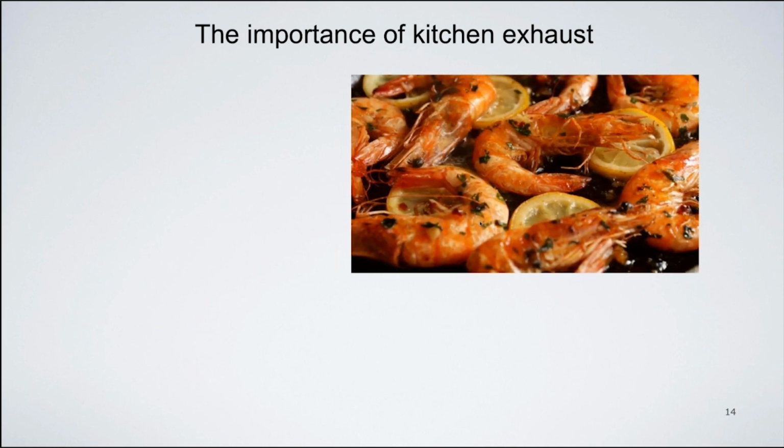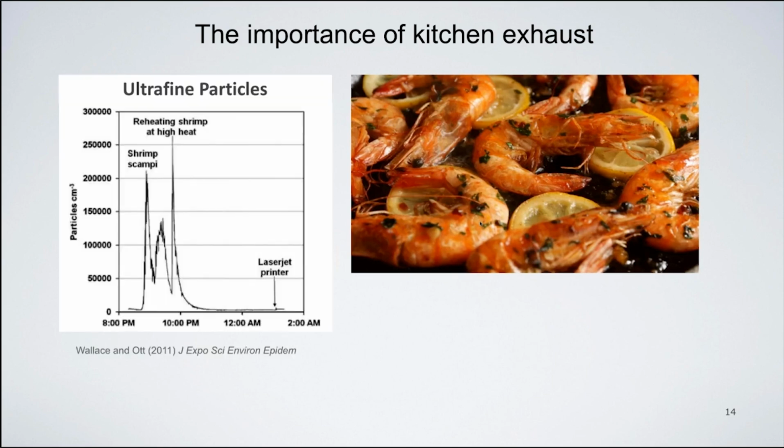And so cooking becomes an important source for 2 reasons. One is that it produces a lot of particles, and it is located in a place where we can put an exhaust near it. So it's a stationary source. It's not a mobile source. It's not the kids walking around or the dogs. It's something that we can deal with in an engineering way.